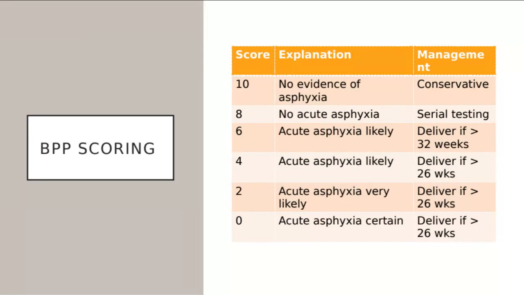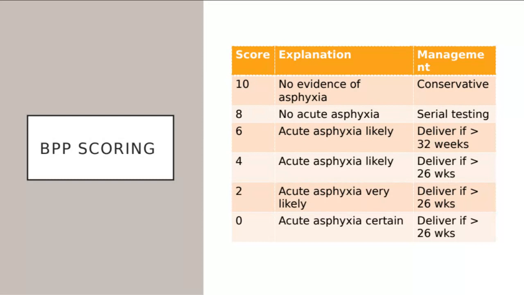Now, if we have a score of 6, now we didn't see 2 parameters. This means that this baby is most likely struggling. If that baby is greater than 32 weeks old, we're going to deliver that baby. We're going to get that baby out because for some reason they're struggling in there. So we're going to get them out, and we are going to intervene medically once they've been delivered.